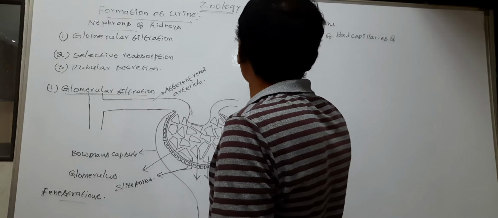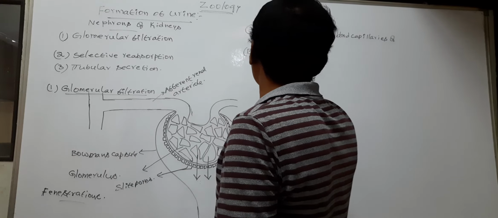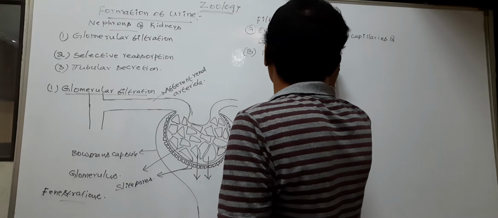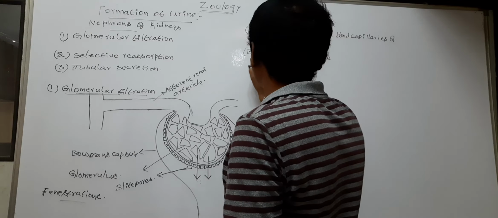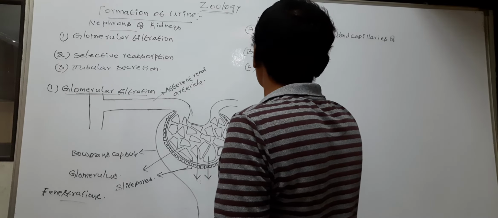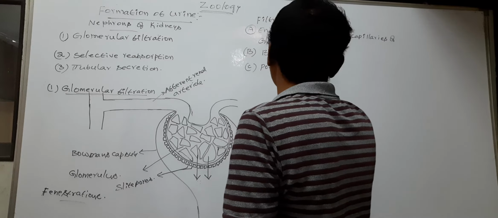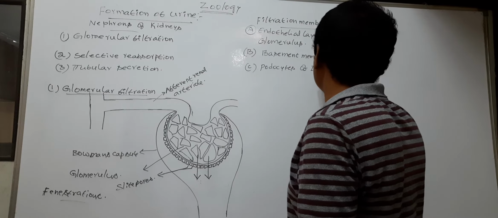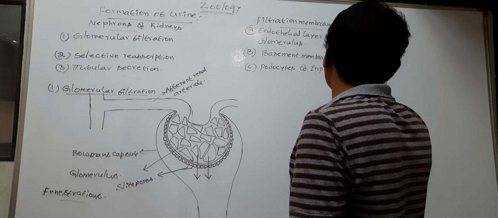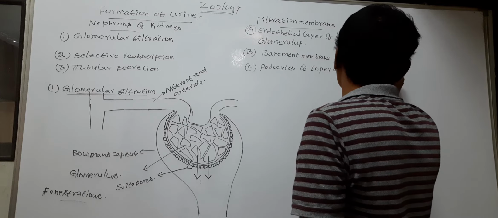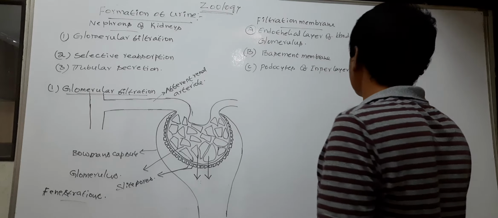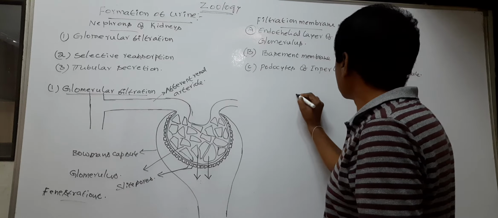Next, the basement membrane. Next, the third layer is the podocytes of the inner layer of the Bowman's capsule.